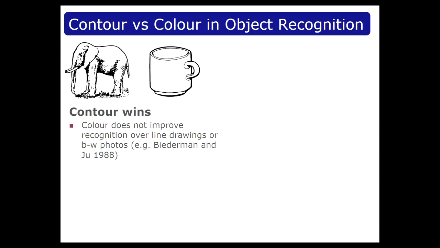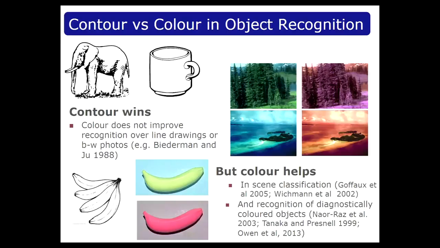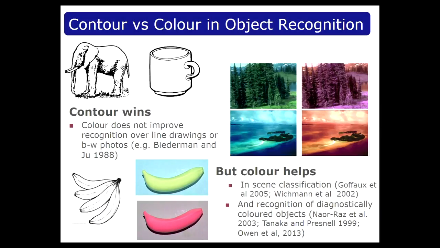We can recognize line drawings as fast as we can recognize color photographs, especially when we're trying to discriminate elephants from coffee cups. But there is evidence that color does play a role in object recognition, particularly in terms of recognizing and classifying diagnostically colored scenes or objects. Color speeds things up. People are much slower at recognizing abnormally colored bananas and abnormally colored forest and beach scenes. Color does help in other ways.